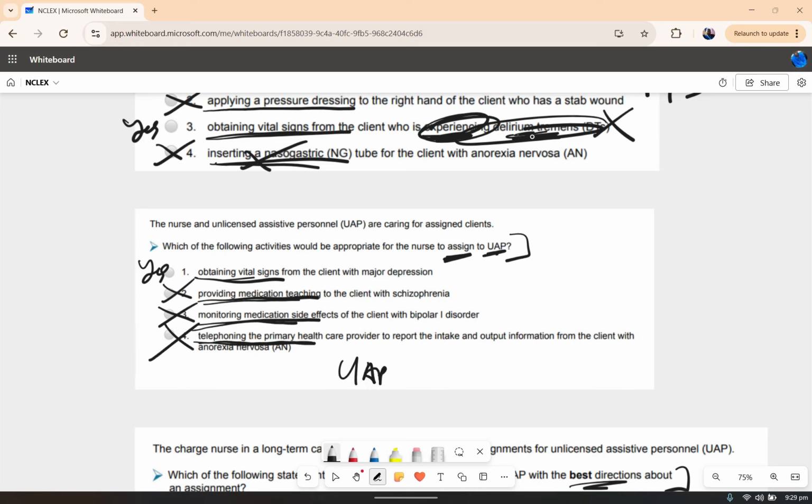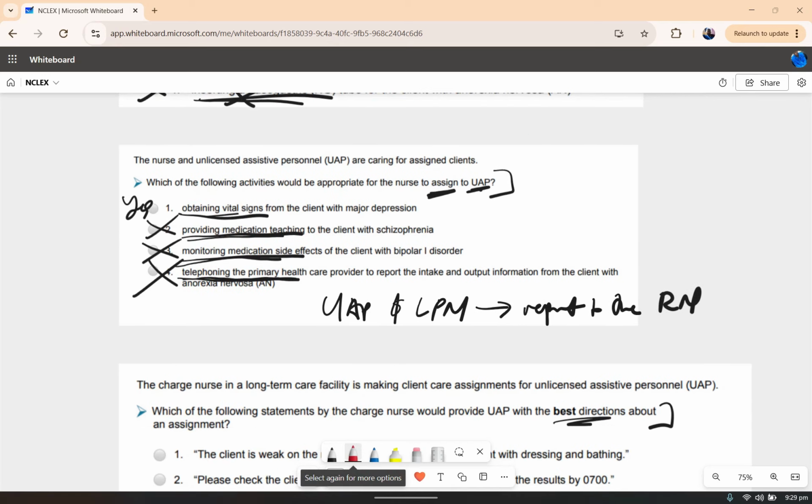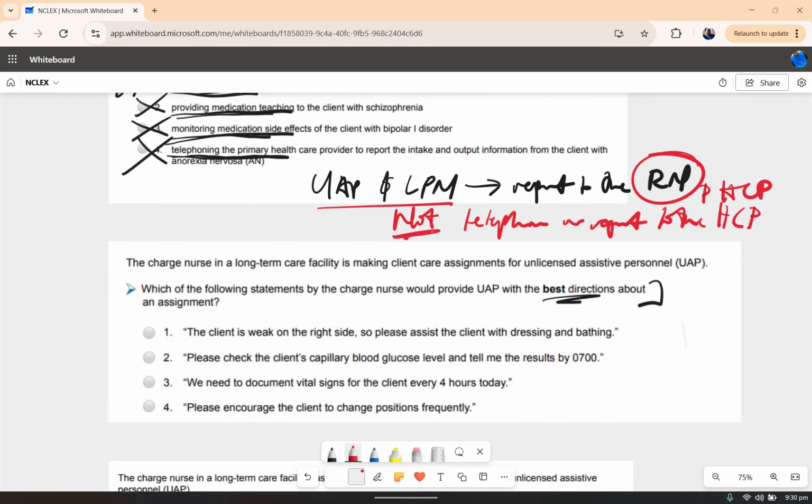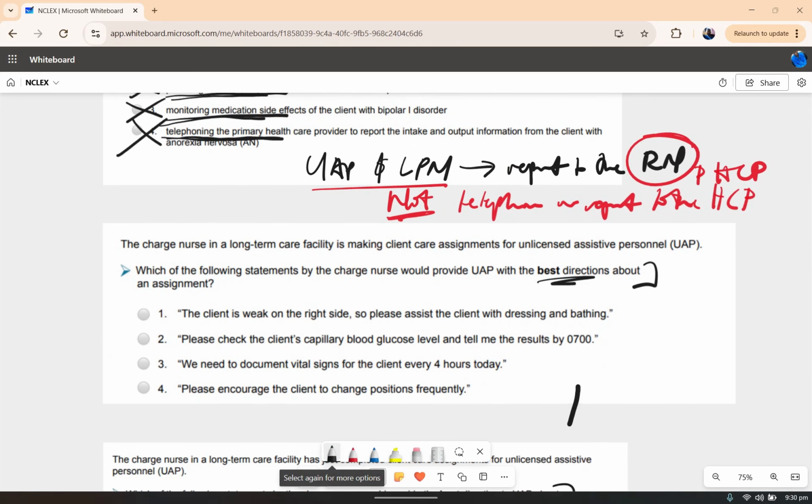The UAP and the LPN should report to the RN. Right. They should not telephone or report to the health care provider or primary health care provider. They should not, note that they only report to the RN. Right. So that's what you definitely want to know.